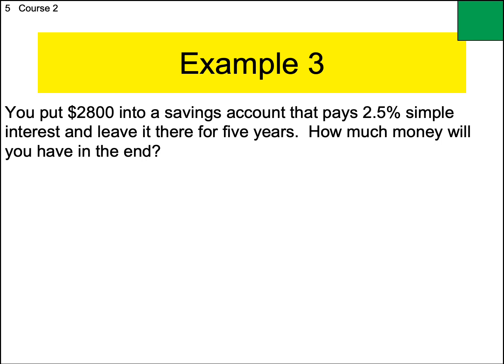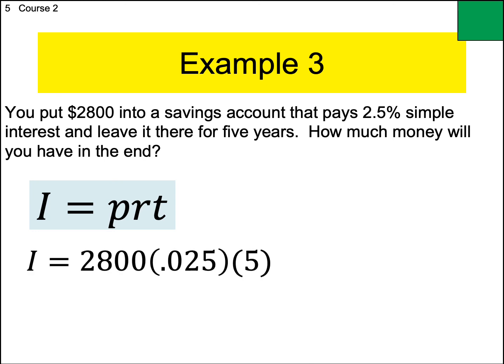Okay, you put $2,800 in a savings account. We're saving now. It pays 2.5% simple interest, and you leave it there for 5 years. Well, you kind of see how this game works here. The principal is $2,800. Interest rate is 2.5%, so 0.025, and 5 years. Multiply it all together, wow, only $350.